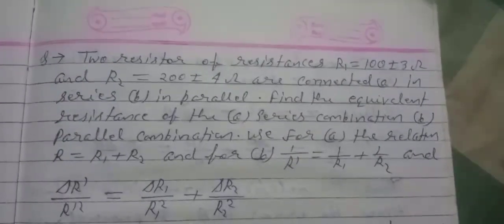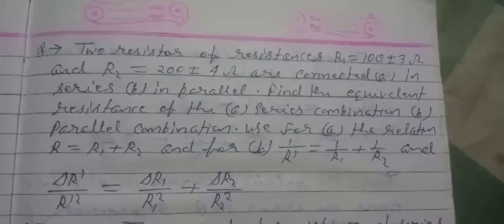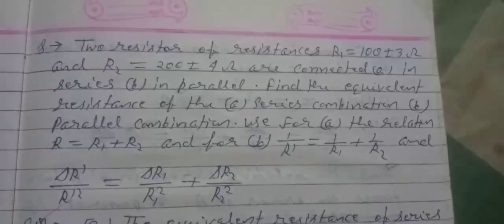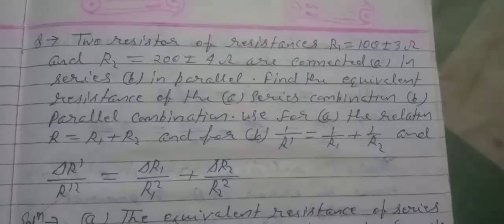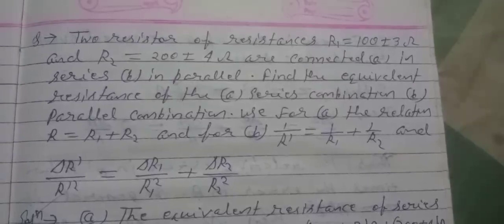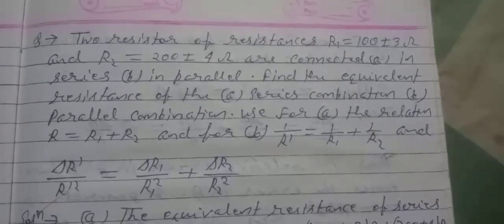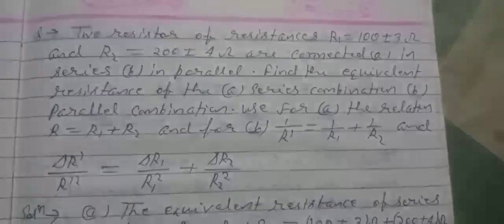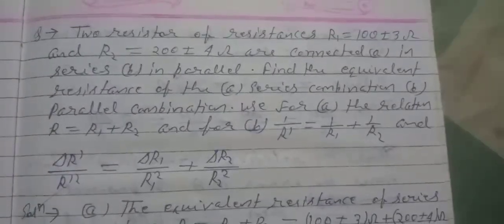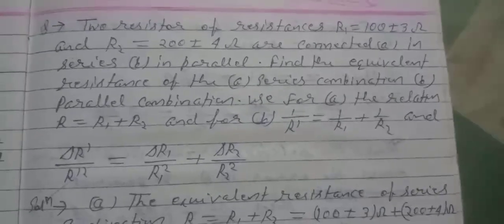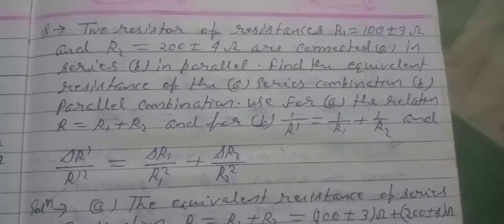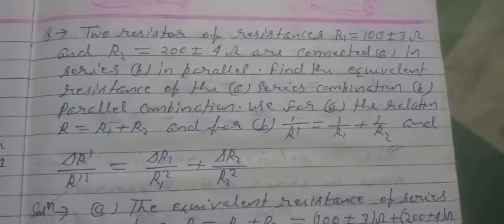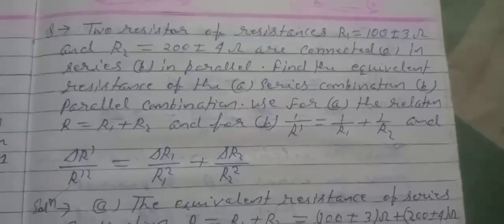Two resistors of resistance R1 equals 100 plus minus 3 ohm and R2 equals 200 plus minus 4 ohm are connected, A in series, B in parallel. Find the equivalent resistance of the series combination A and the parallel combination B. Use for A the relation R equals R1 plus R2, and for B 1 by R dash equals 1 by R1 plus 1 by R2, and delta R dash by R dash square equals delta R1 by R1 square plus delta R2 by R2 square.